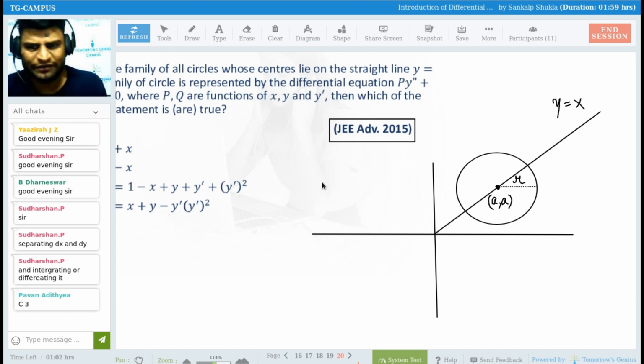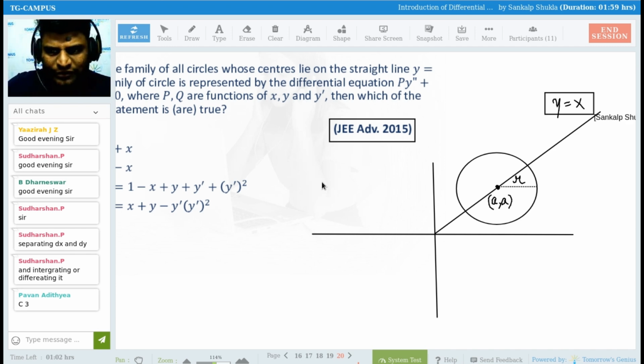Now why have we taken a comma a? Because y is equal to x. Got it? y is equal to x. So if you are talking about the abscissa, if the abscissa is a, then the ordinate will be a also. Right? So (a, a) is supposed to be the center and r is the radius.